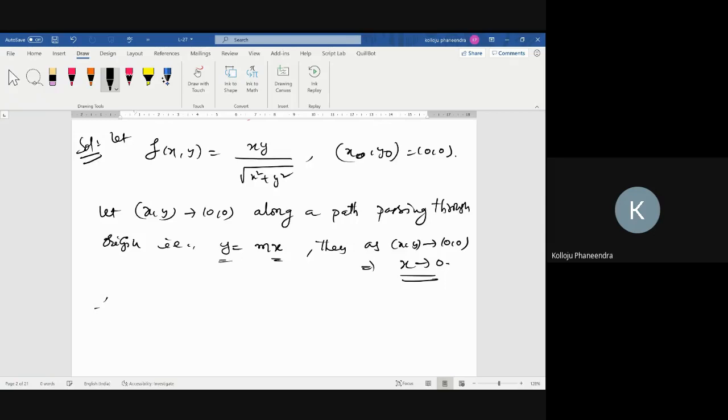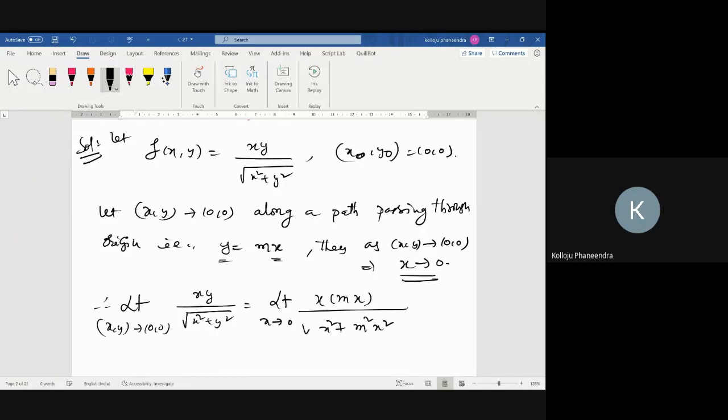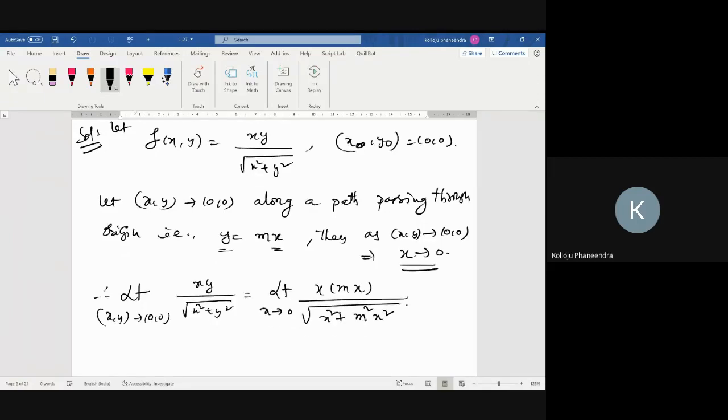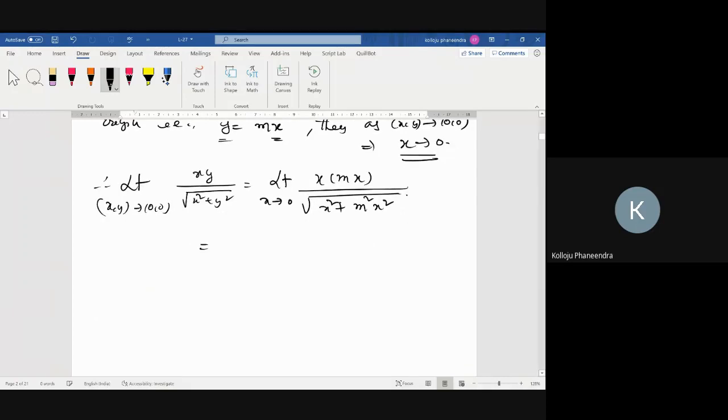Therefore, limit (x,y) tends to (0,0) of xy over under root x square plus y square is equal to... Now this is completely in terms of x by substituting y equal to mx. The denominator is x square plus m square x square. This is equal to limit x tends to 0 of x square m over... here x square is common. Outside the root you will get 1 plus m square.